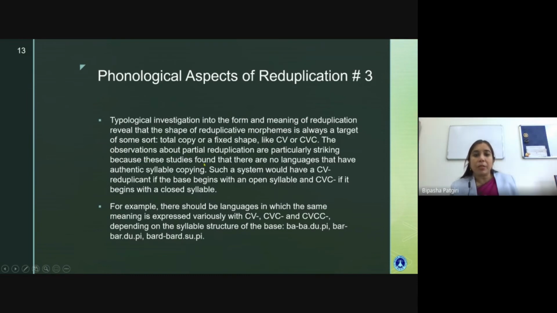These observations about partial reduplication are particularly striking because these studies found that there are no languages that have authentic syllable copying. Such a system would have a CV reduplicant if the base begins with an open syllable, and CVC if it begins with a closed syllable. So this is something interesting, because this has been observed from a typological point of view.